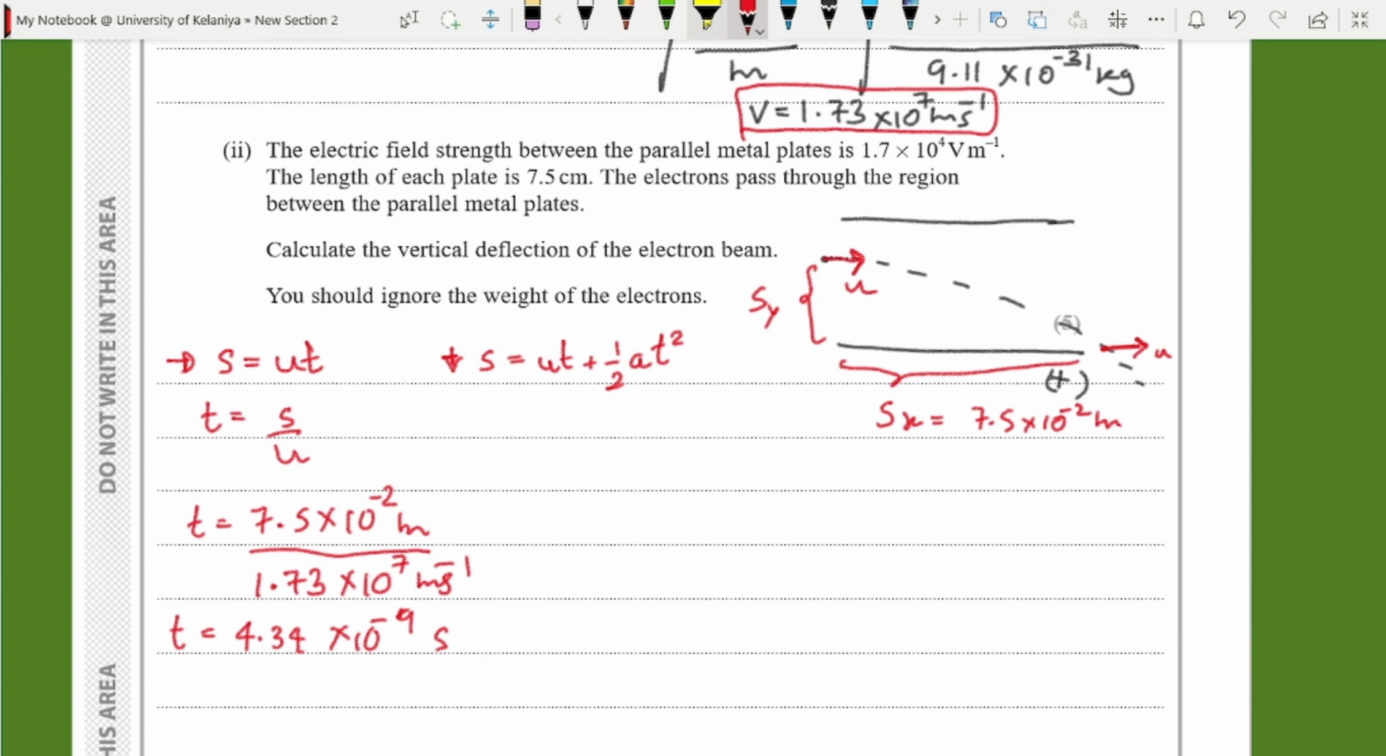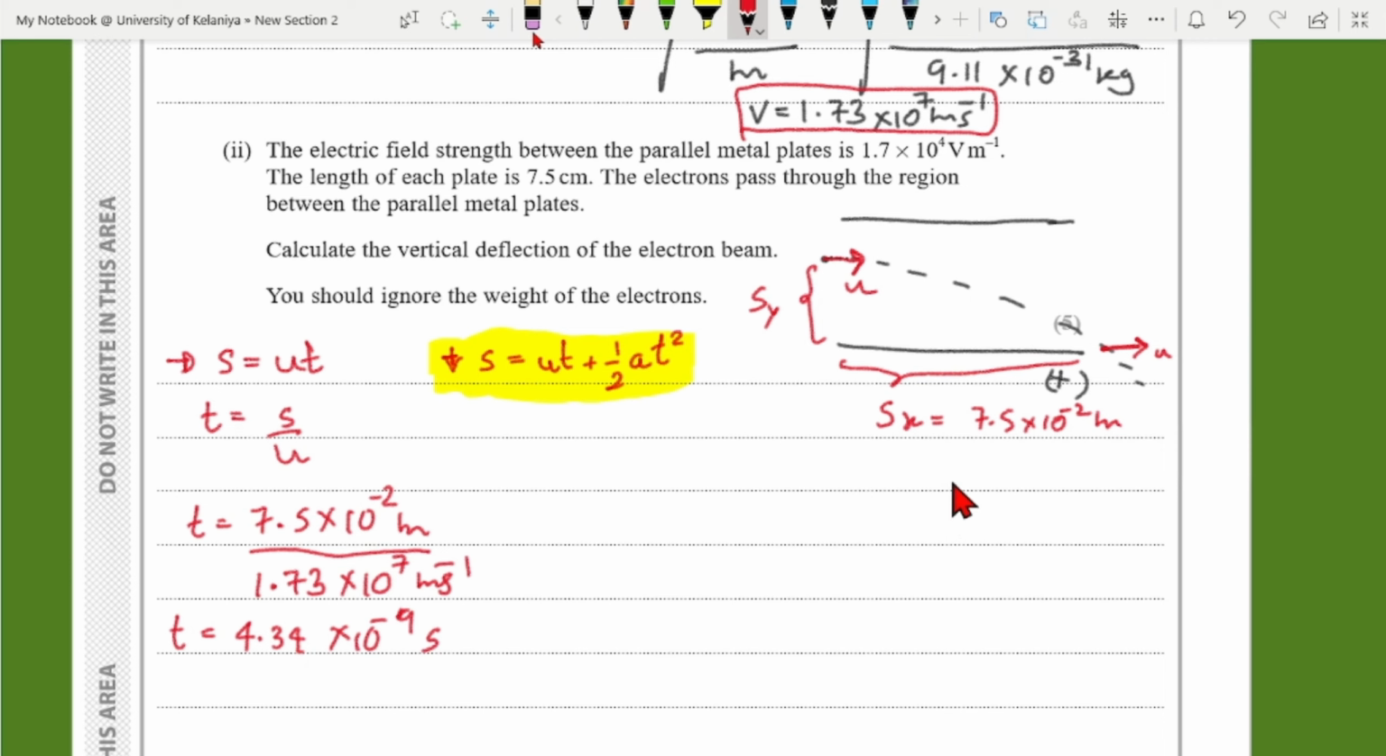Then here I'm going to apply this equation, but we have a problem. What is the problem? We don't know our acceleration. In this equation, we don't know our acceleration. When we are doing projectile motion, it's 9.81, but here it is not 9.81. We have to calculate it. How can we calculate that one?